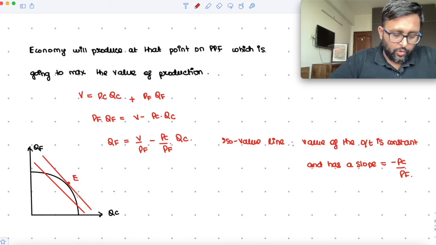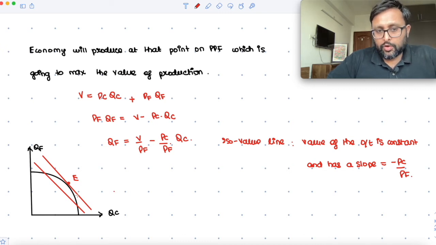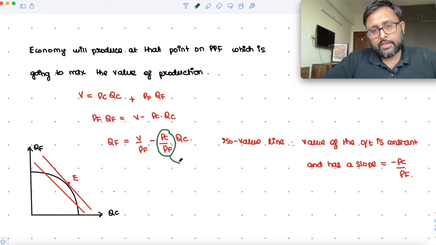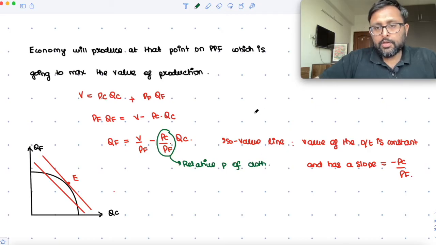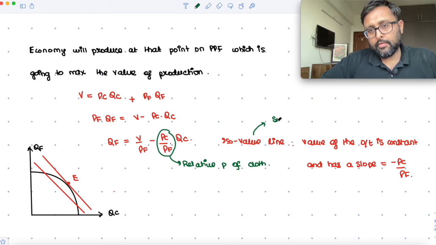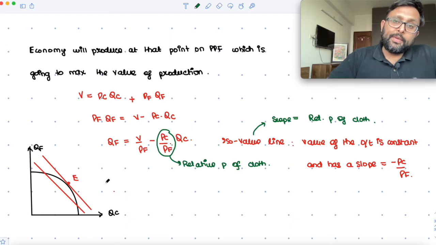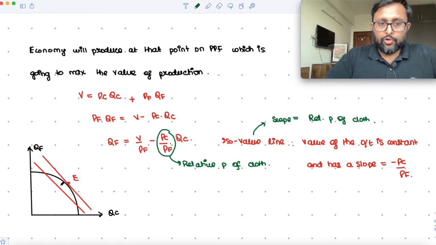the PPF, right? So the opportunity cost in terms of food of producing 1 unit of cloth is equal to the relative price of cloth. So this, PC by PF, is nothing but the relative price of cloth. So the slope of the ISO value line is giving you the relative price of cloth, and the slope of the PPF is giving you the opportunity cost of cloth. So the equilibrium is attained where the opportunity cost of cloth is equal to the relative price of cloth.